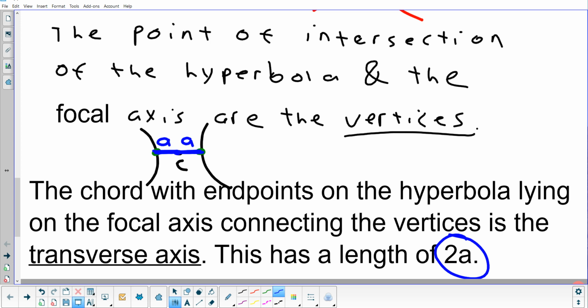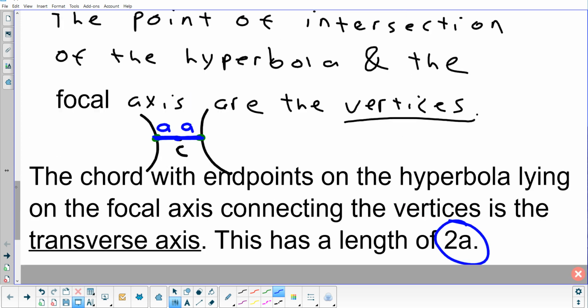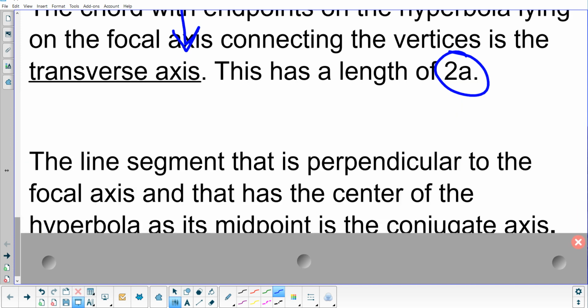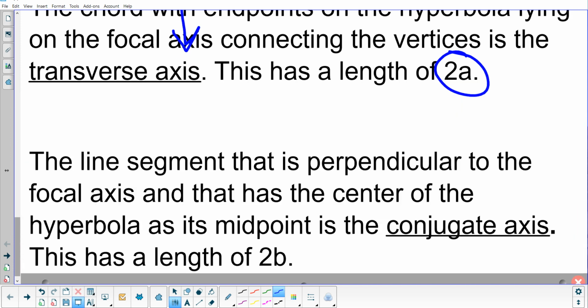Question on the term so far? So we've got one more axis to talk about. So the focal axis is the one that's horizontal, and the transverse axis is the part that connects the two branches. If you draw a line like this, perpendicular to the focal axis, that's called the conjugate axis. So the conjugate axis is a line segment that's perpendicular to the focal axis and goes right through the middle of the branches.